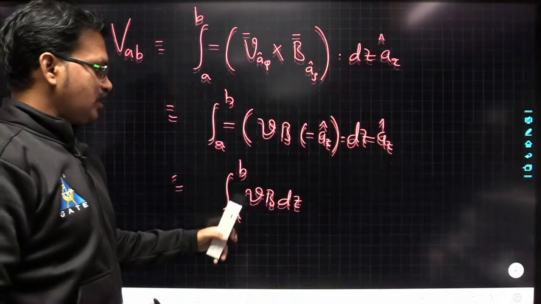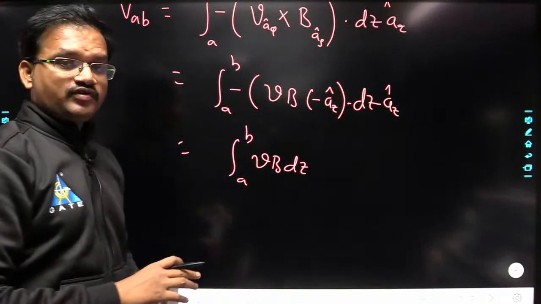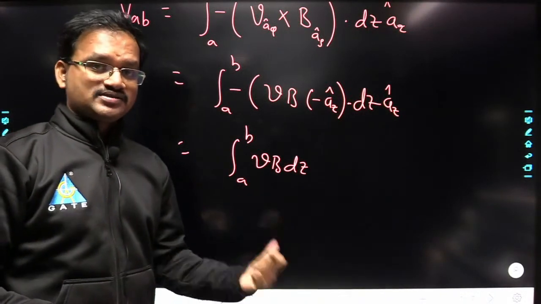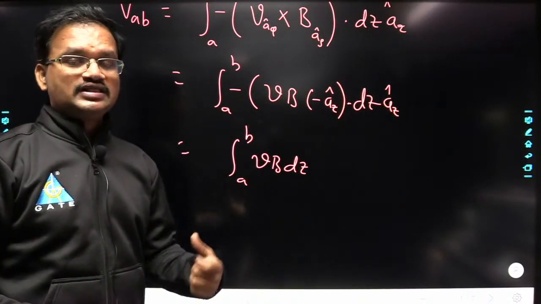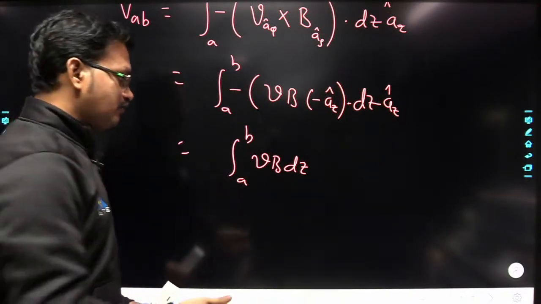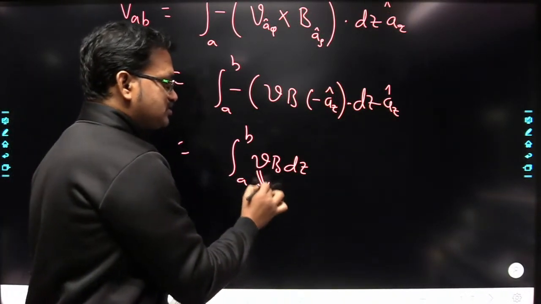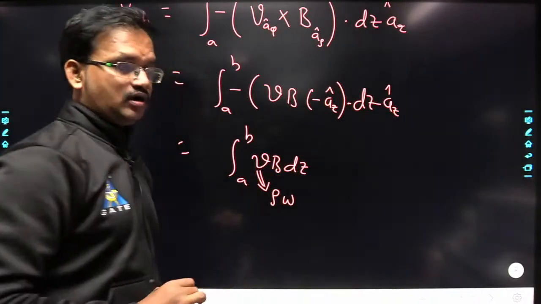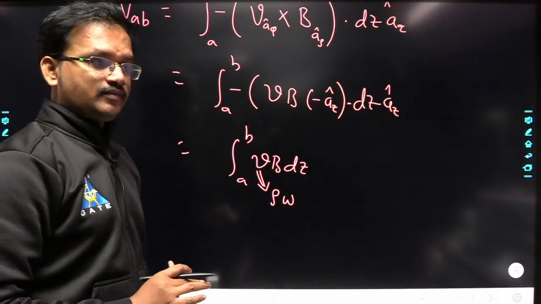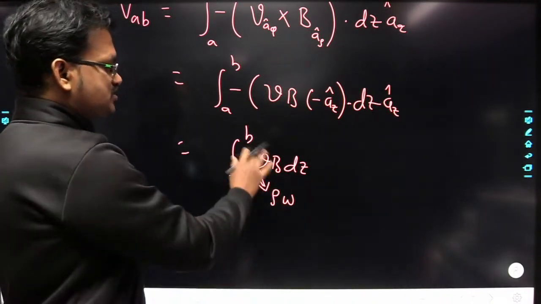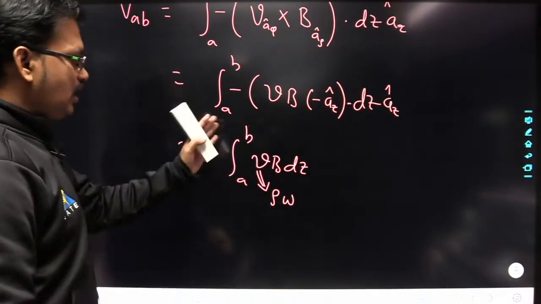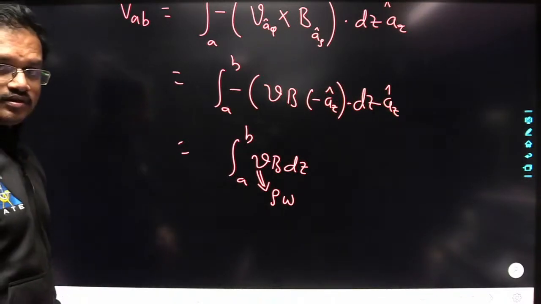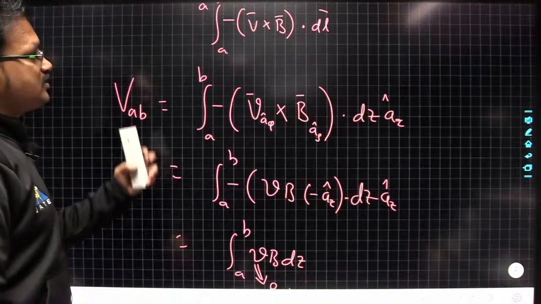Understood? So here we have represented the expression in terms of linear velocity. Now we have to replace that linear velocity with the angular velocity, and we know the relation between linear velocity and angular velocity: V is equal to rho into omega. So just substitute V is equal to rho into omega and do this integration. So you are going to get this expression.